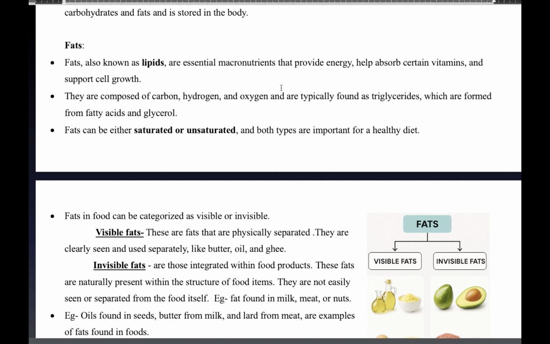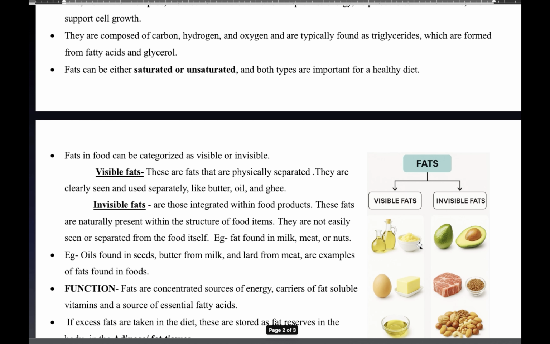Okay, so it is composed of carbon, hydrogen, oxygen, and it is present as triglyceride in the blood. Okay, and it is made up of fatty acids and glycerol. Okay, ഈ fatty acids ഉം glycerol ആണ് ഇതിൻ്റെ മോണോമർ യൂണിറ്റ് അല്ലെങ്കിൽ ബേസിക് സബ് യൂണിറ്റ്.